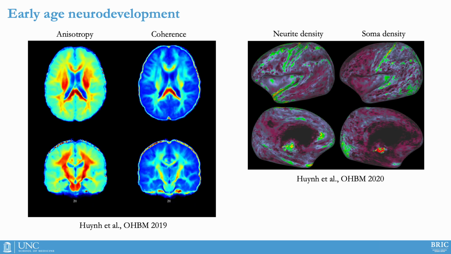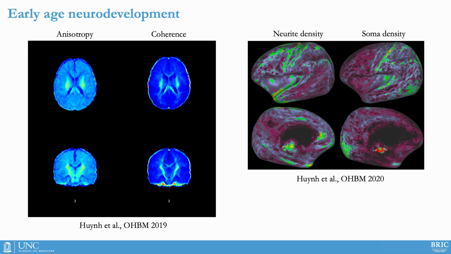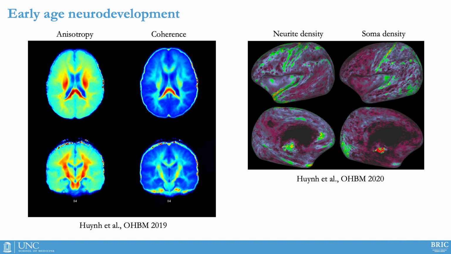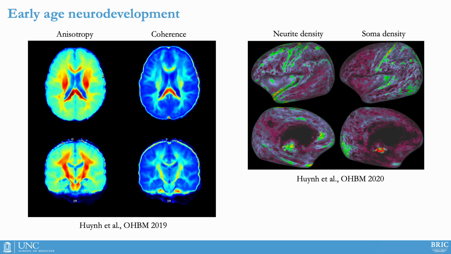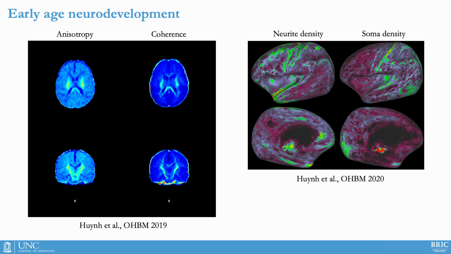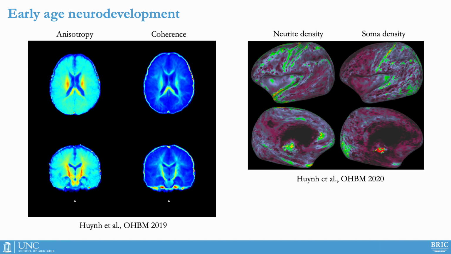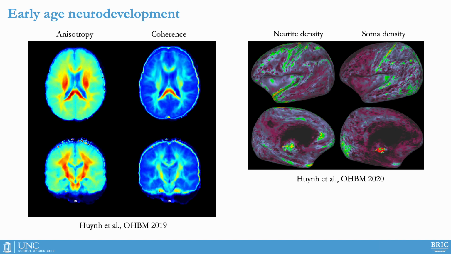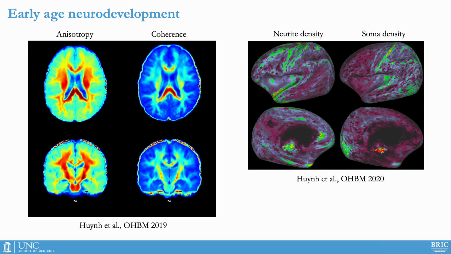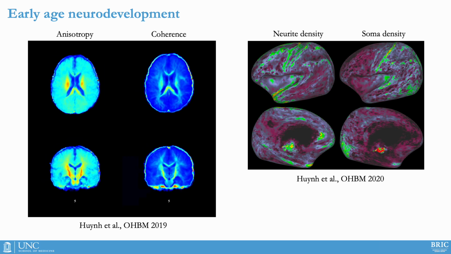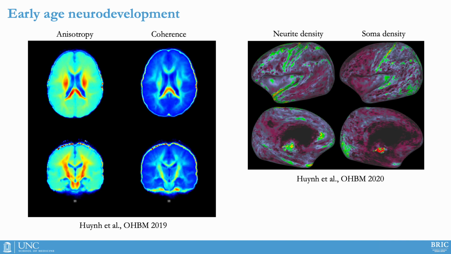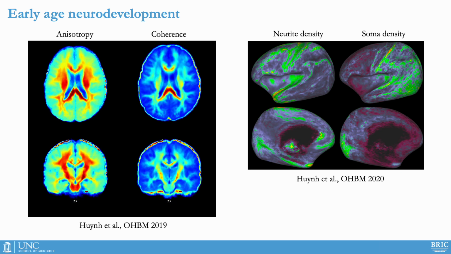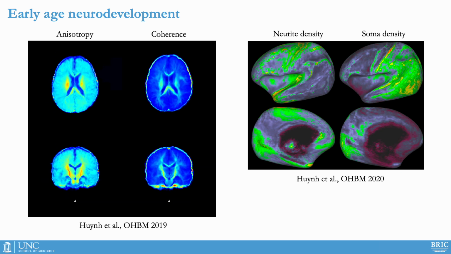On the left are the volumetric changes of anisotropy and fiber coherence maps from 0 to 24 months. We can see the development of the forceps major, the forceps minor, the corticospinal tract, and the internal and the external capsule. There is a development trend from center toward the cortex, from posterior toward anterior, and from inferior to superior direction.